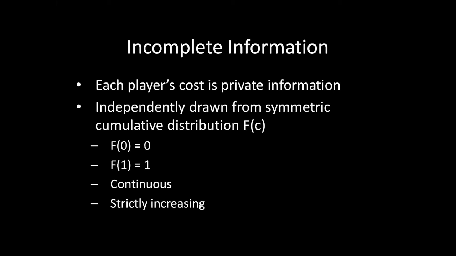Where F of 0 equals 0, no one has a cost lower than 0. F of 1 equals 1, that is, the highest cost that anyone could possibly be paying is equal to 1. And the distribution function is continuous and strictly increasing. So as that cost increases, as c grows higher, there's a larger and larger percentage of people who have a realized cost lower than that particular amount.